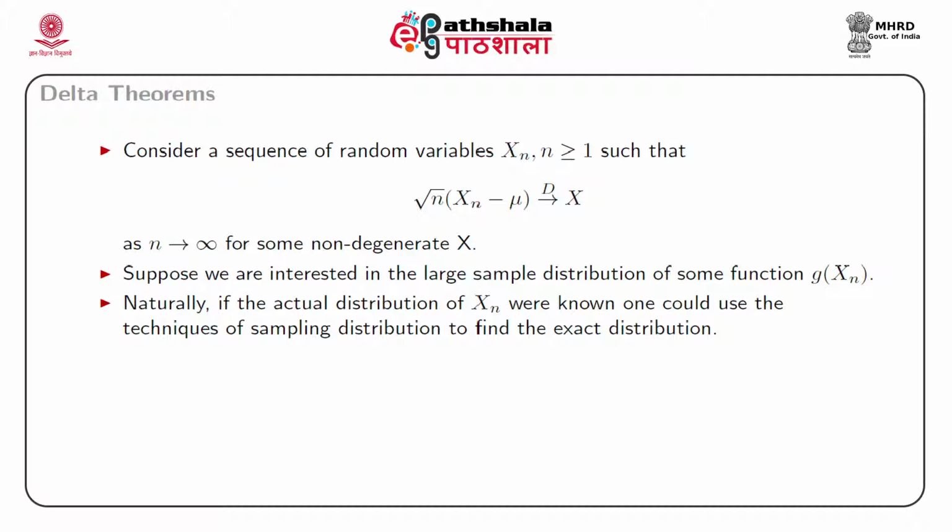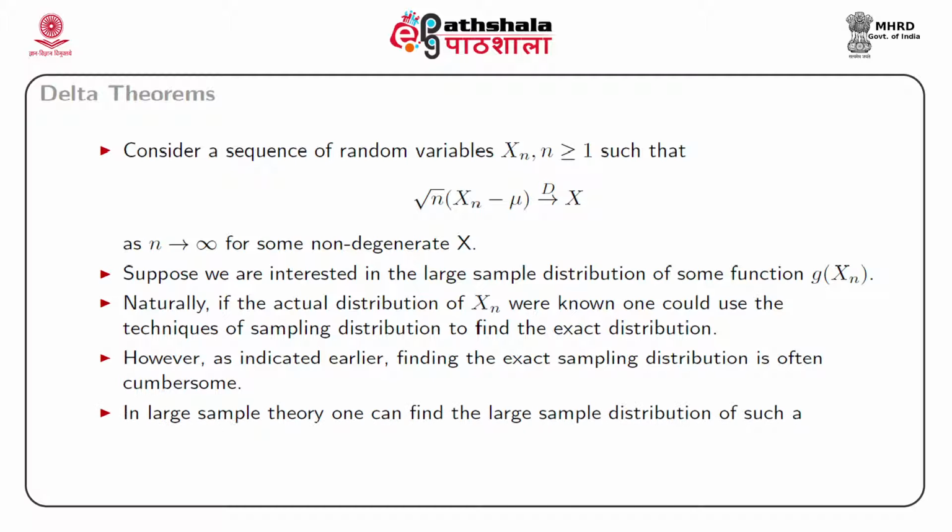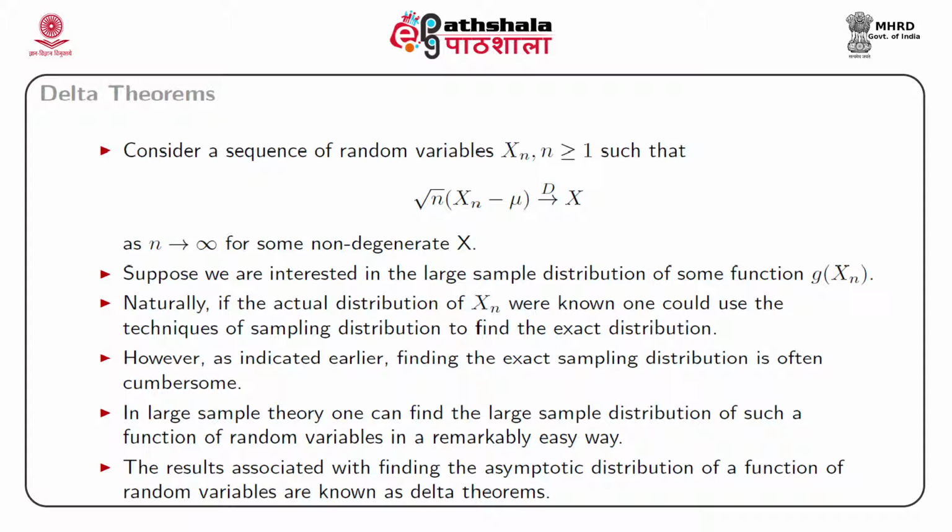Naturally, if the actual distribution of Xn were known, one could use the techniques of sampling distribution to find the exact distribution. However, as indicated earlier, finding the exact sampling distribution is often cumbersome. It depends on the underlying model, and it depends on the available mathematical techniques. In large sample theory, one can find the large sample distribution of such a function of random variables in a remarkably easy way. The results associated with finding the asymptotic distribution of a function of random variables are known as the delta theorem.